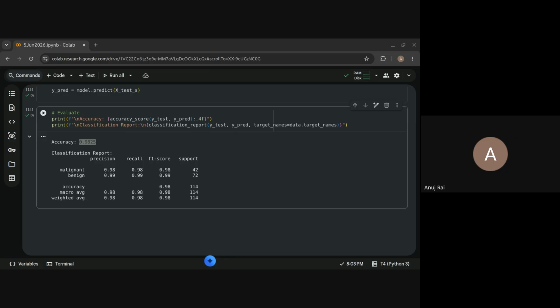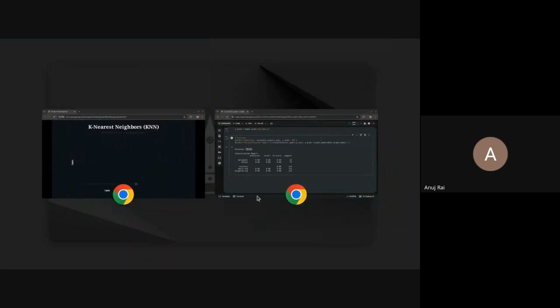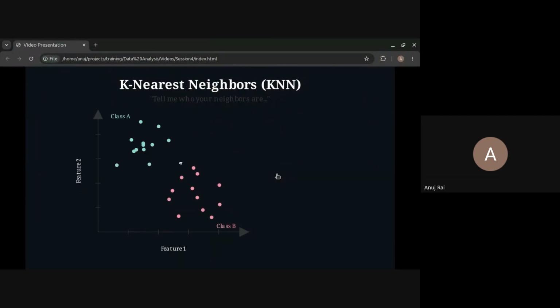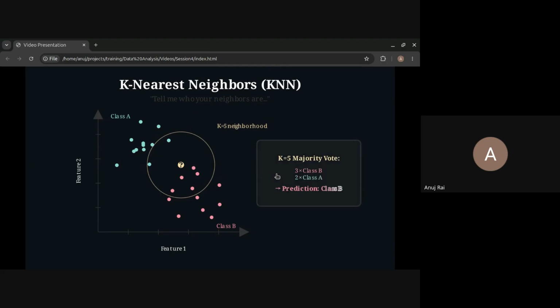And similarly, we have the k nearest neighbor algorithm. You can consider k nearest neighbors the most intuitive ML algorithm. It classifies a new point: it looks at the k closest neighbors in the training data and lets them vote. If, let's say, 3 out of 5 nearest neighbors are cat, then it predicts cat.